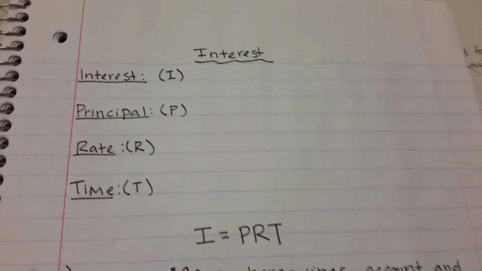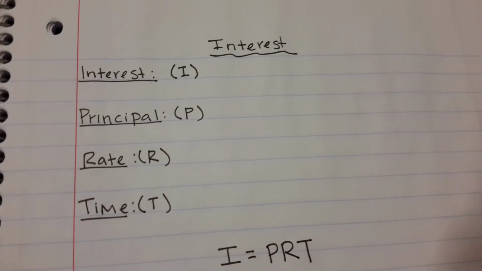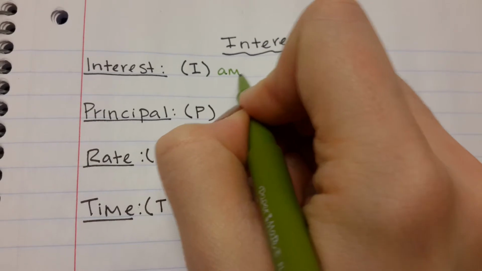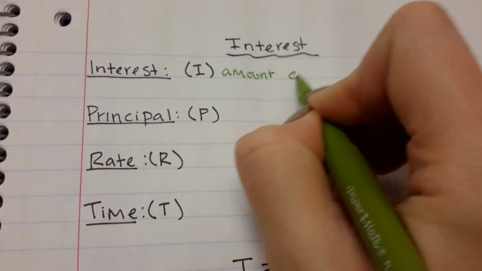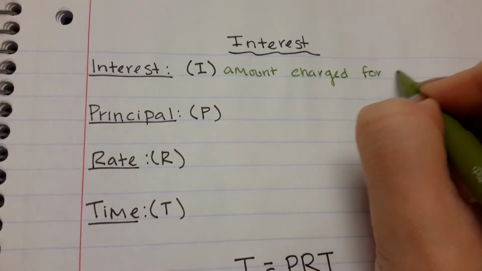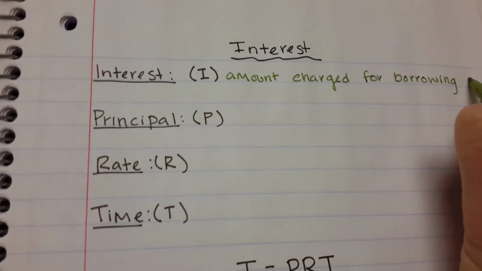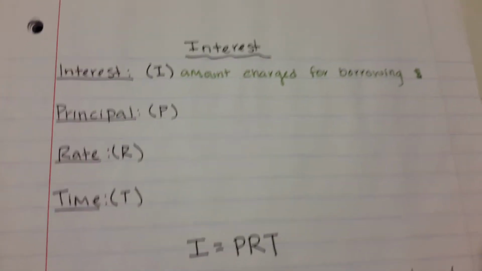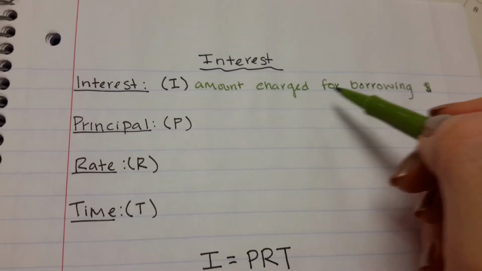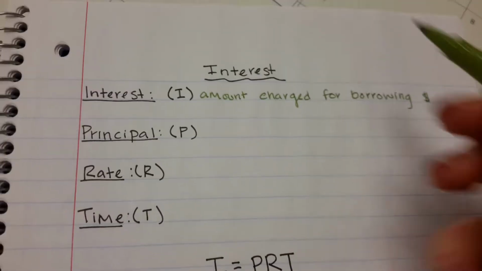There are actually 2 different definitions of interest depending on how we use the term interest. So the first is the amount charged for borrowing money. So if you borrow money to buy a car or to buy a house, they're going to charge you a percentage for borrowing that money.